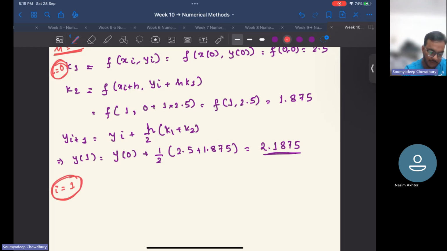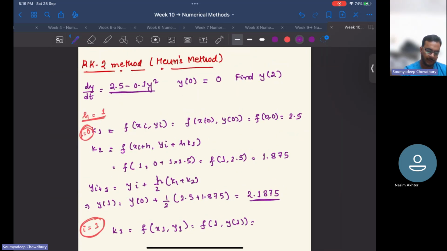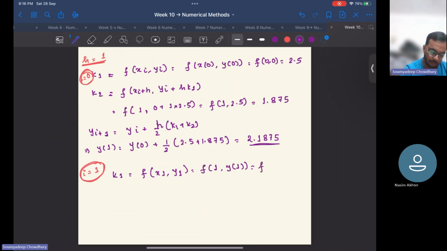Again we have to repeat the same thing. So what is k1 now? F of x1, y1. What is x1? X1 is 1, right? F of 1 comma y of 1. Y of 1 we have found out here, right? 1 comma 2.1875. So what is f of this one? It is 2.021.